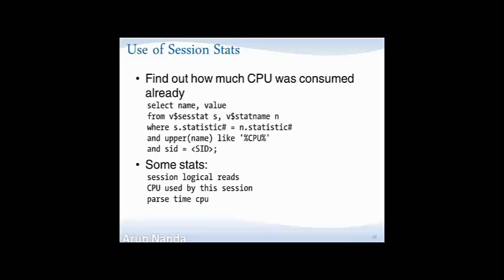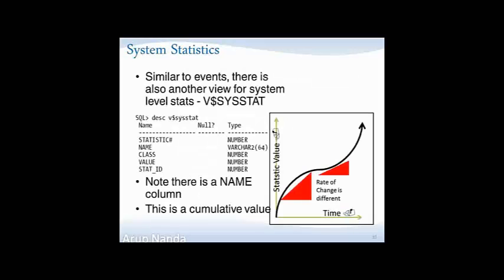I'm trying to find out the CPU consumption by the session. Here I replace the SID with the appropriate SID, or use some of the statistics like session logical reads, etc. That will tell me very quickly why a session is consuming so much CPU or so much logical I/O. It could be somebody is doing a full table scan, somebody has forgotten a WHERE condition, a predicate, or somebody is doing a Cartesian product of two things, and that could be the reason why some statistics are pretty high.